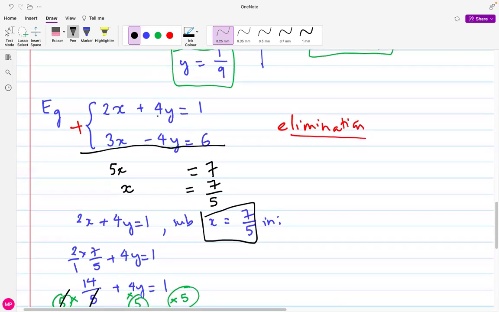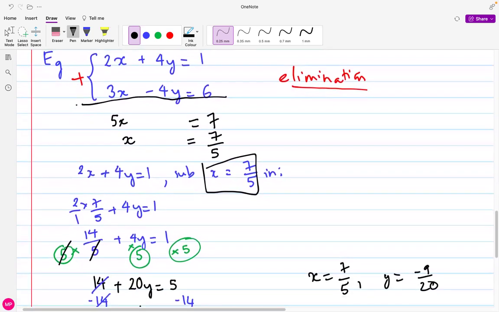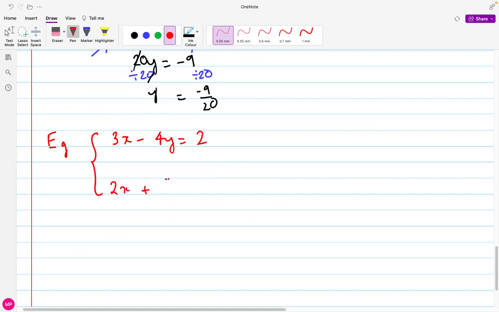So what happens if these numbers are not the same, and we cannot add them or subtract them to cancel them out? So what do we do? Now let's do another, more complex example. If you have something like 3x minus 4y equal 2 and 2x plus 5y equal 1, something like that.